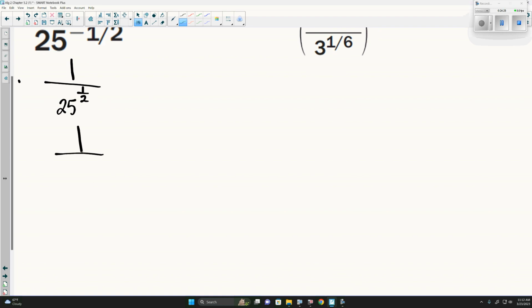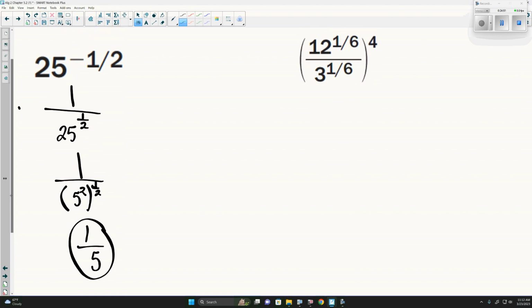Now, 25 is a perfect square. It would be what? Because 25 is the same as 5 squared. Squared times 1/2 would be 1, leaving us with 1/5. Any questions on any of this here? Yes.